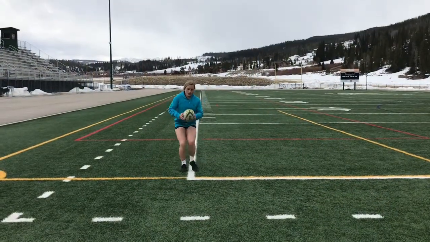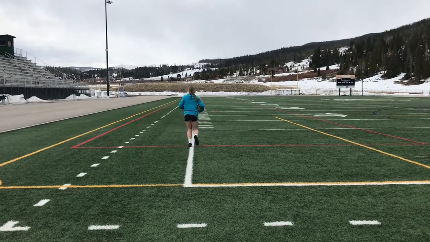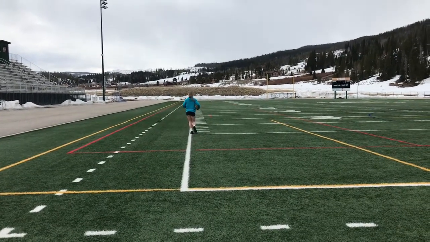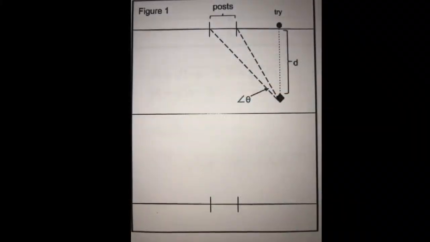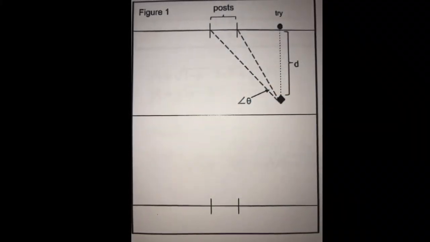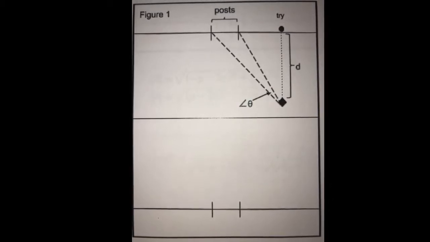After a try is scored, in order to score conversion points, the kicker must go back on a line that is perpendicular to the end line from the point on which the try was scored. In order to optimize the angle from which to kick conversions from, theta must be maximized.